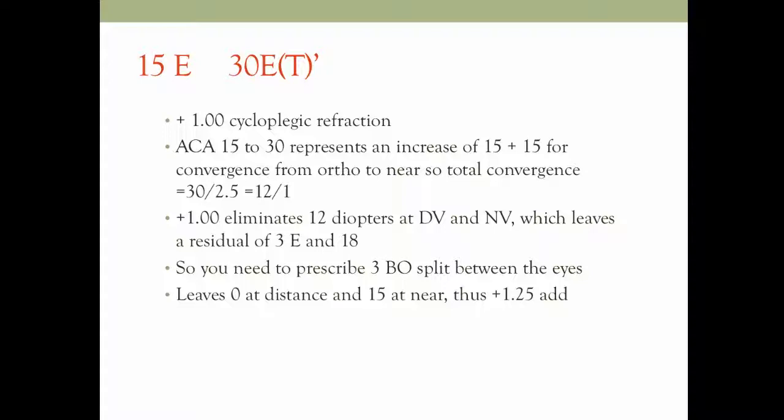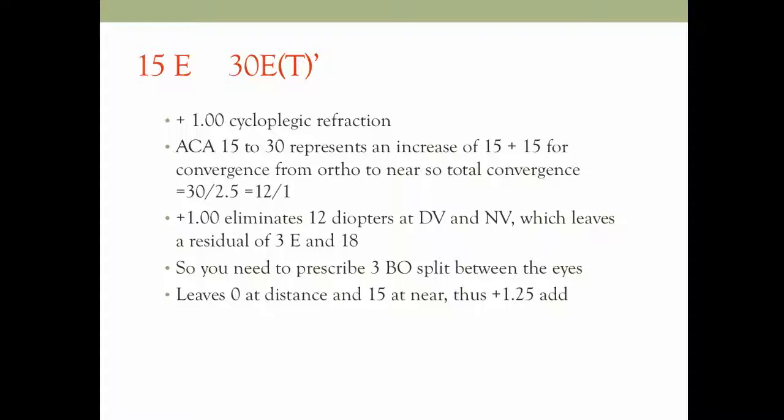Now if we want to get rid of the 15, then we can put a 1.25 add. This patient would need plus 1, 3 base out, with a plus 1.25 add. It would eliminate the deviation and get them basically aligned. That would be a wonderful starting point for vision therapy.